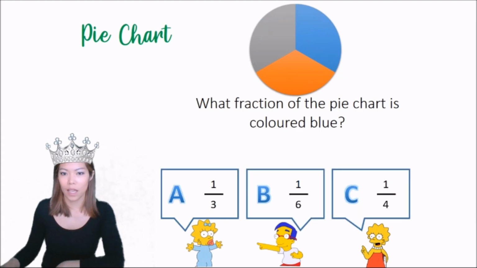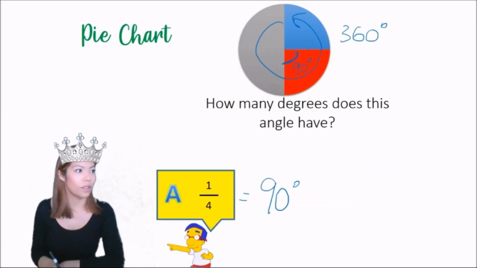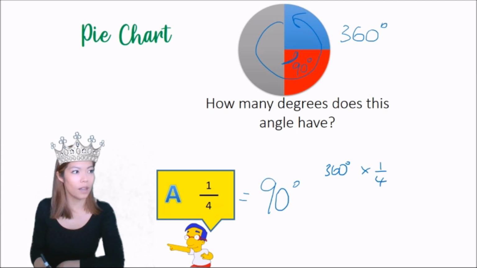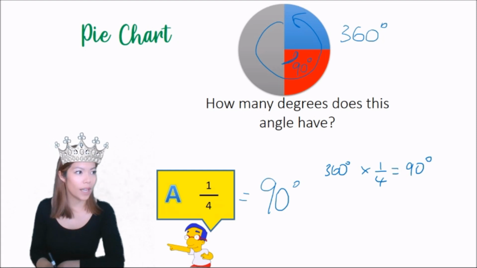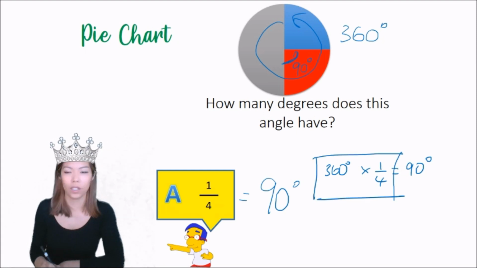Go back to the other example. So for this one, 360 degrees times a quarter would give us the 90 degrees that we can see. Now this is very handy, 360 times the fraction that we want. I'll show you why in a second.